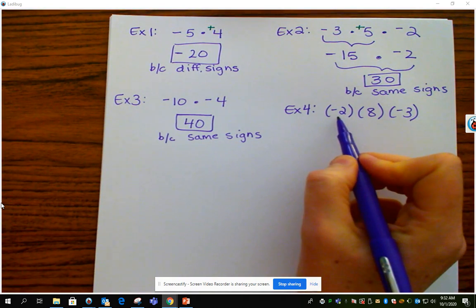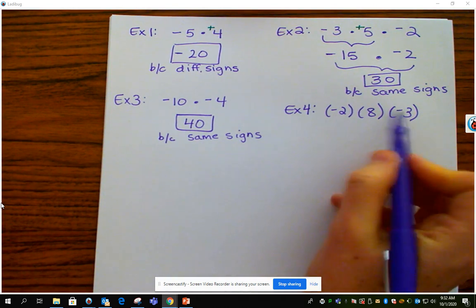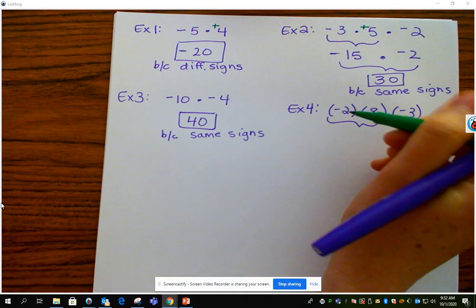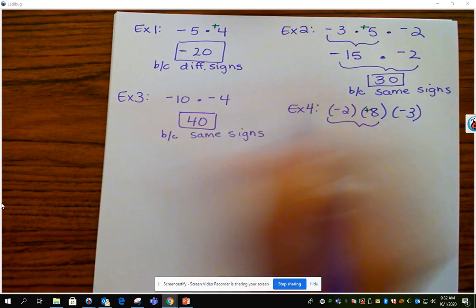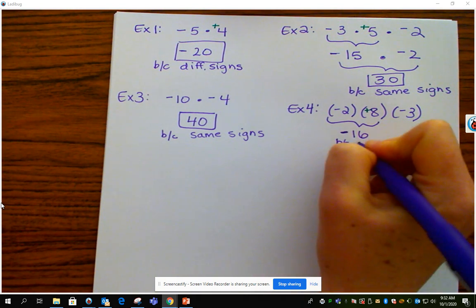So this means negative 2 times 8 times negative 3. So again, they're not all the same signs. I'm just going to go step by step. Here, we've got negative 2 times positive 8. Those are different signs. So that would be a negative answer. Okay, because of different signs.